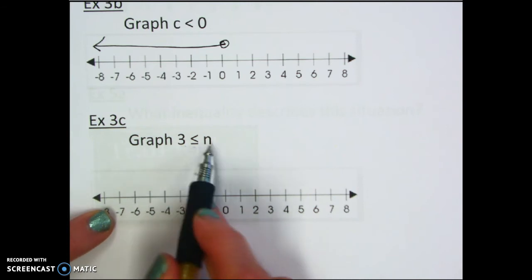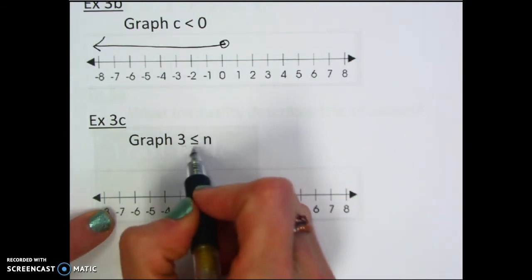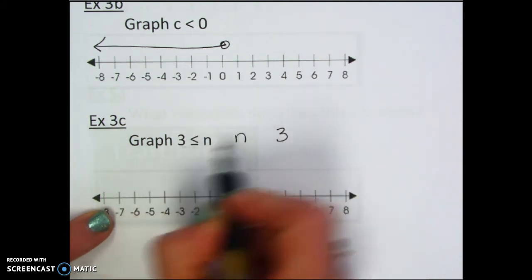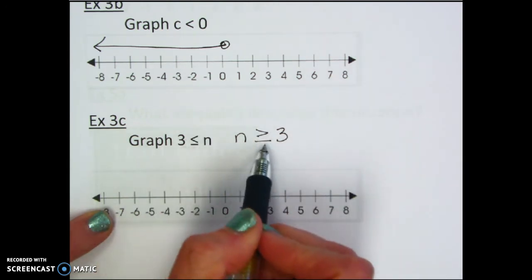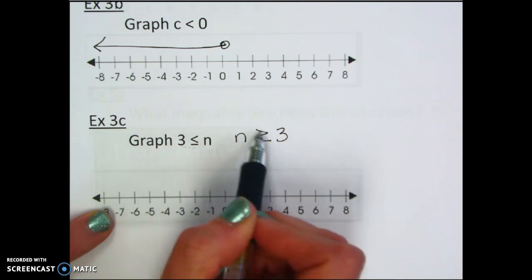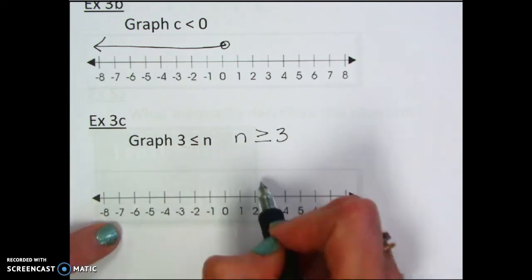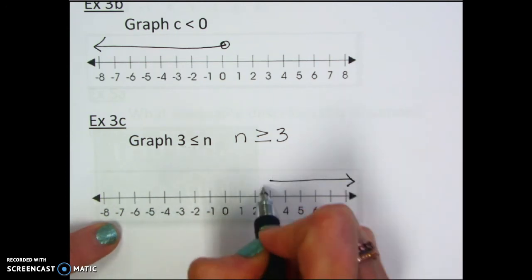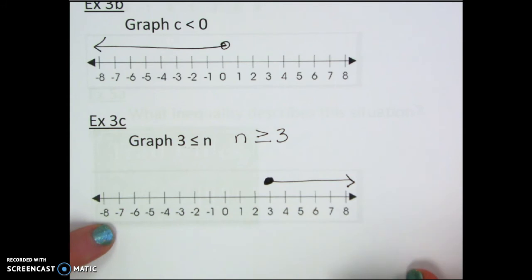Now, I don't like having the N on the right side of the inequality symbol, so I'm going to flip this around. When I do that, though, I have to keep my point pointing the same direction. So I'm pointing to the 3, I have to keep pointing to the 3, or I'm open to the N, I have to keep open to the N. So N is greater than or equal to 3. Here's the 3, greater than is this way, but because I want it to be greater than or equal to, that means I am including the point this time, so I have to shade my point in.